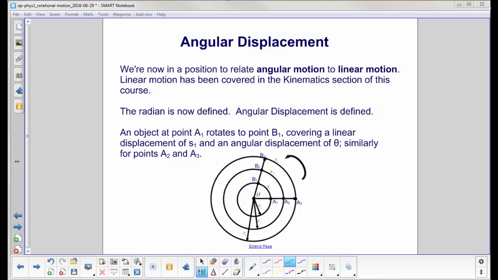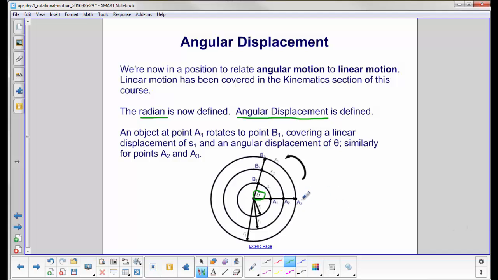We can now relate angular motion to linear motion. We've got the definition we need. Linear motion has already been covered in the kinematics section of this course. We have now defined the radian. Angular displacement is this quantity right here, theta, which tells you how far the circle has rotated, and radian is the unit that we use to describe angular displacement. Much like for regular or translational displacement that we've already gone over in kinematics, the meter was the measurement. Now we're using the radian to measure angular displacement.